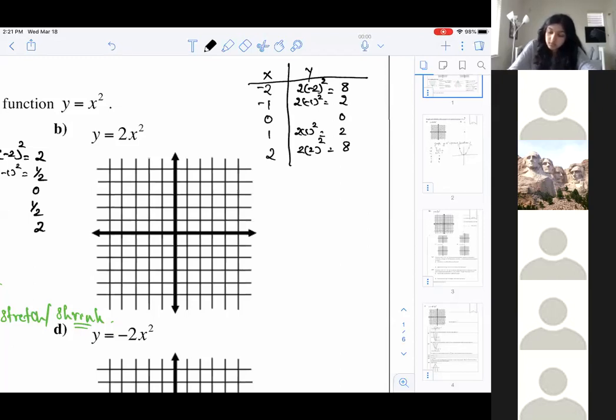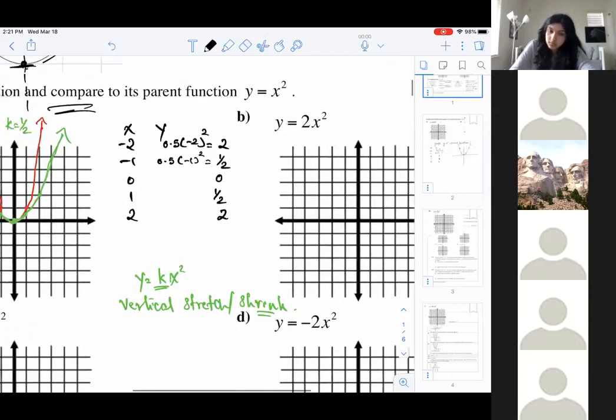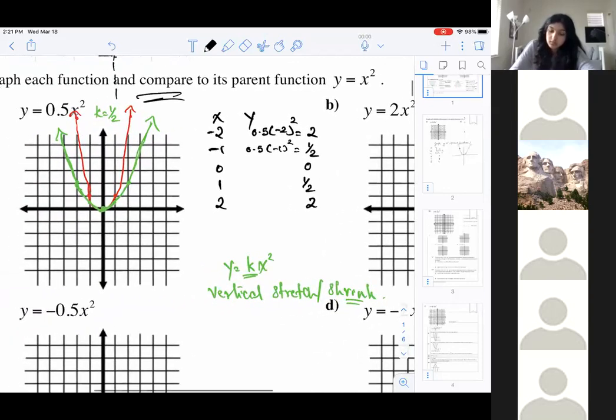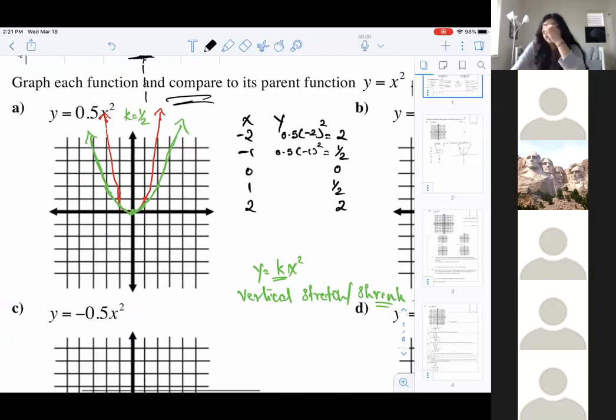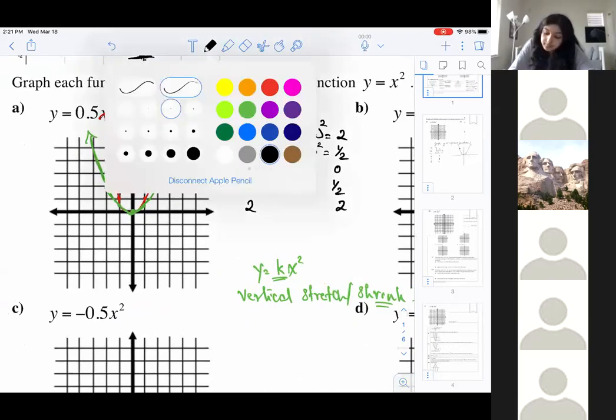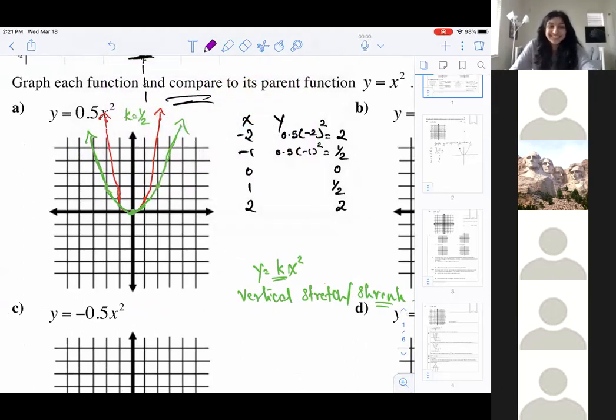Can I plot this on the same graph so you guys can see whether it's a shrink or stretch? Sure. Which color do you guys want? Purple. Okay, all right. Plot the points. When it is -2, it is 2. Sorry, no, it's 8.